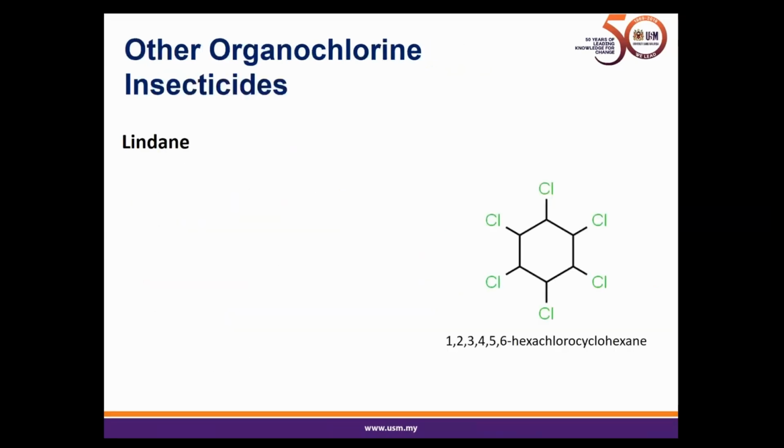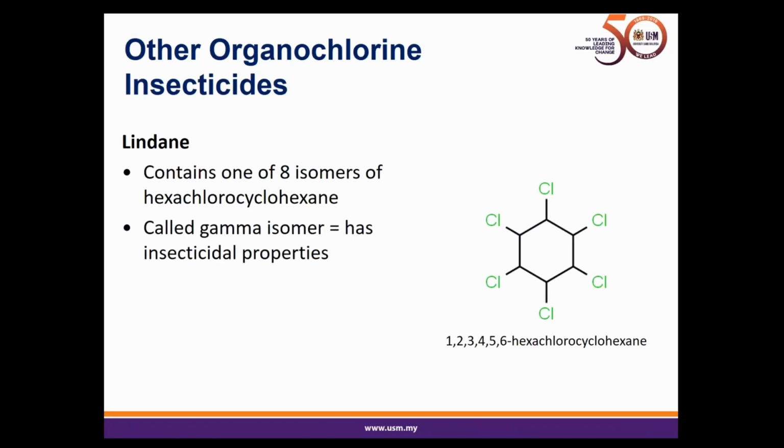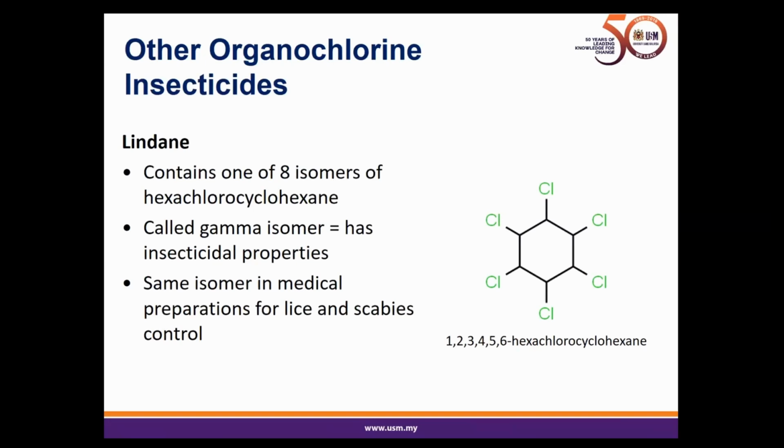Another organochlorine insecticide other than DDT is lindane. So this is the structure of 1, 2, 3, 4, 5, 6 hexachlorocyclohexane. It contains one of 8 isomers of hexachlorocyclohexane. It's also called the gamma isomer because it has insecticidal properties. The same isomer is used in medical preparations for lice and scabies control. It is also used for treatment of seed and seedling.